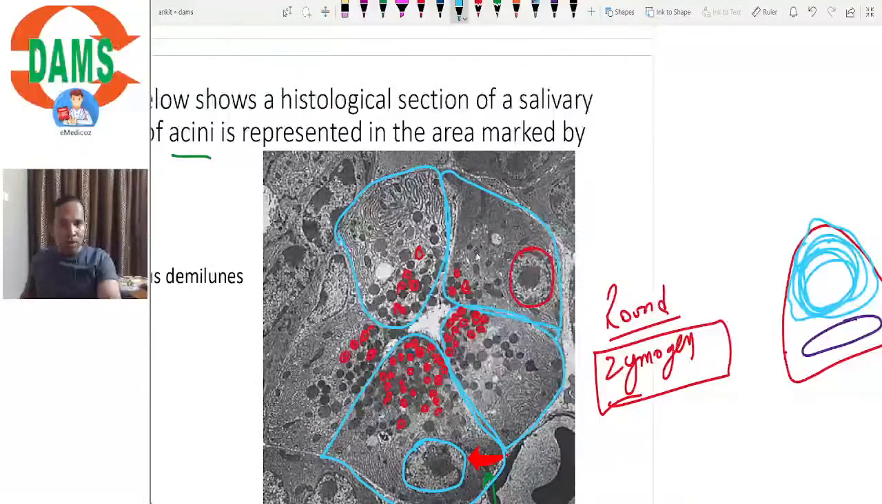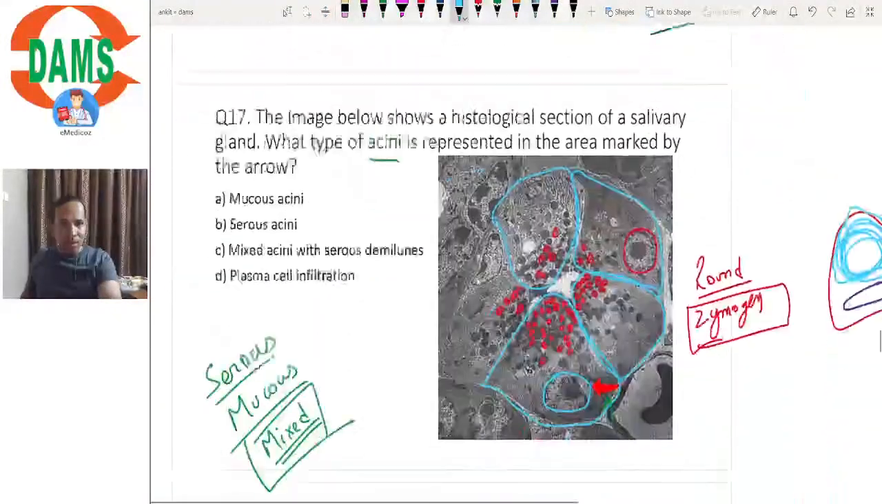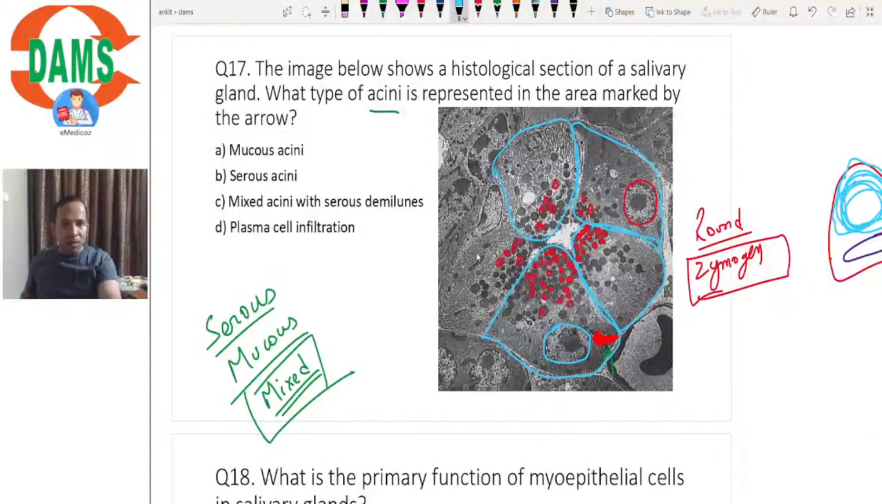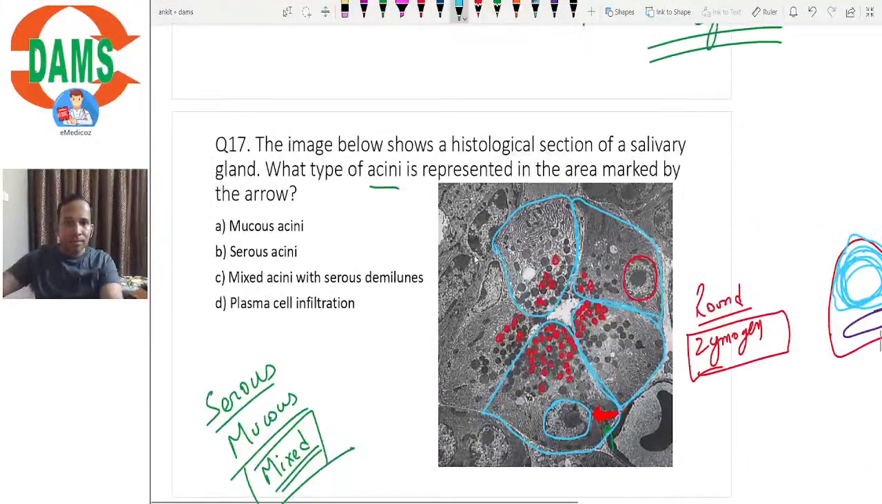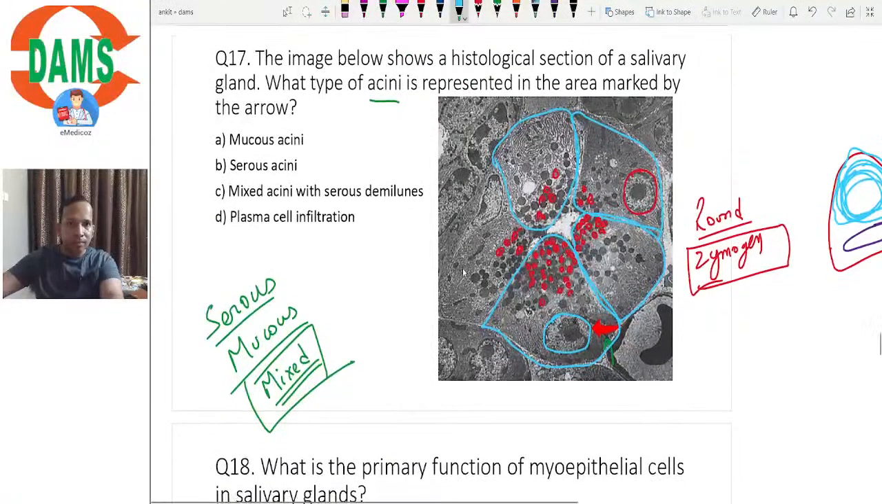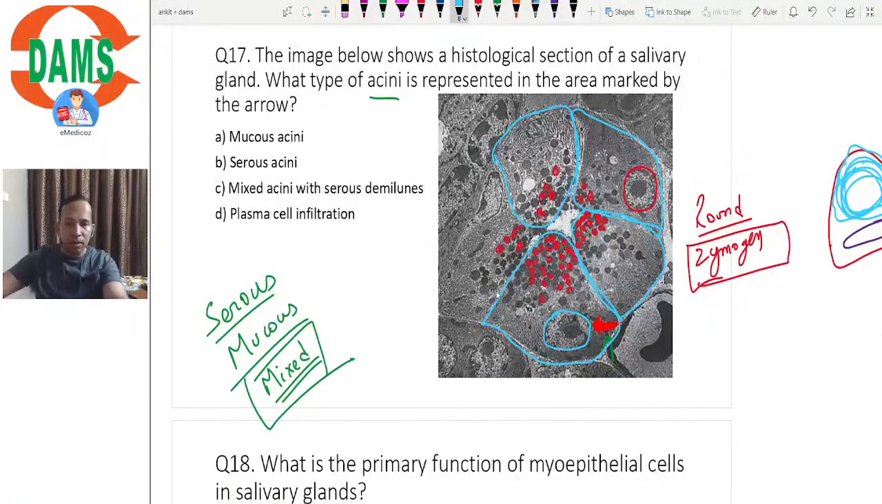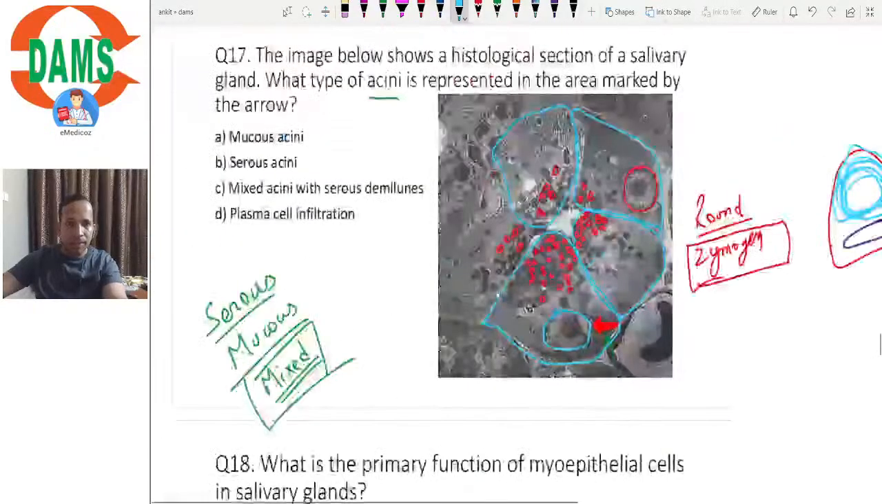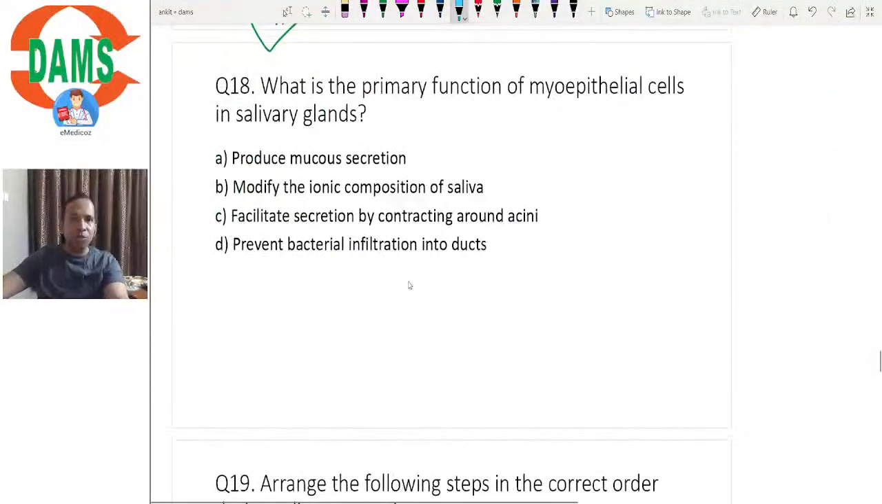अब थोड़ा छोटा कर सकते हैं ना, zoom out कर सकते हैं ताकि अपन देख पाए. राइट, तो आगे बढ़ते हैं. Next question.